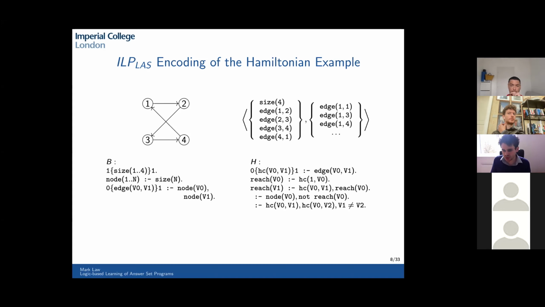And then we've got two constraints. The first constraint just says that we want to rule out any answer set where we have a node in the graph that isn't reachable using the nodes in the Hamilton cycle. And the second constraint, the bottom rule in the hypothesis, says that we can't have two edges in our Hamilton cycle that start at the same node and finish at two different nodes. And this is actually equivalent to the correct definition of Hamiltonian. And as I said before, if you give sufficient examples to our learning system, we are able to learn this program.